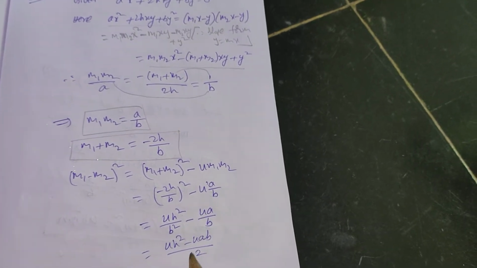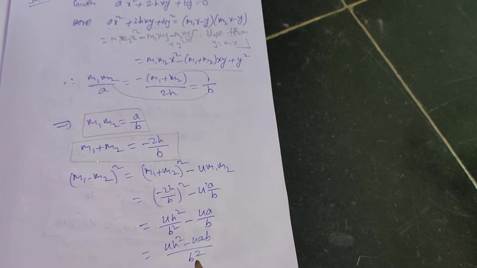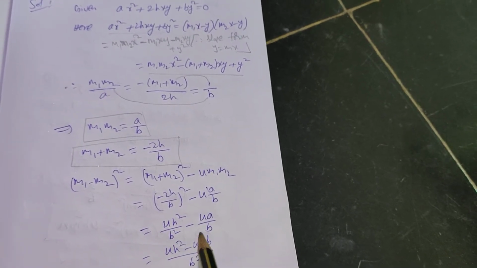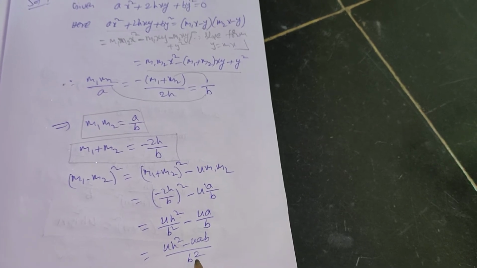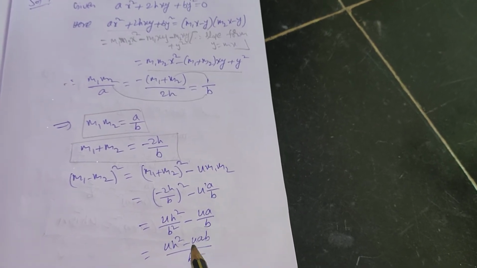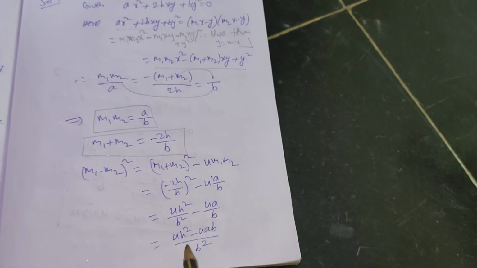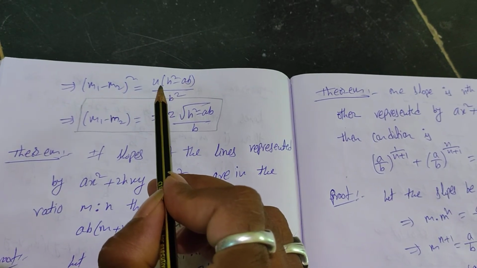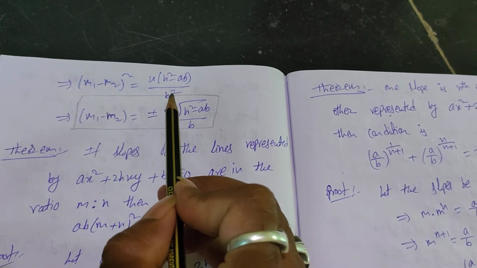So take the LCM for b square. For the other term we have 4h square, and this b in this b square, b times going, so that b is multiplied to the numerator, that is minus 4ab. So here if you take 4 common, you have m1 minus m2 whole square is equal to, if you take 4 common, (h square minus ab) by b square.